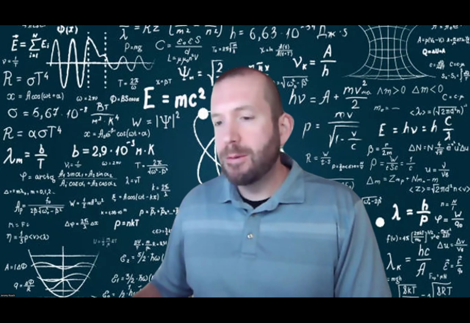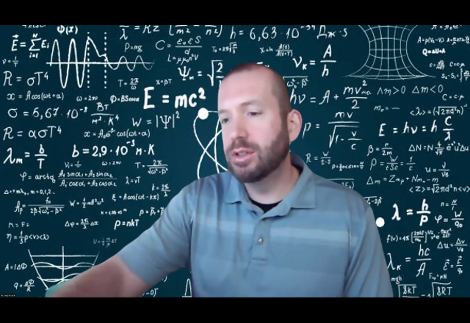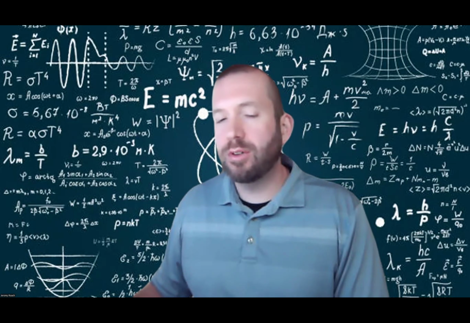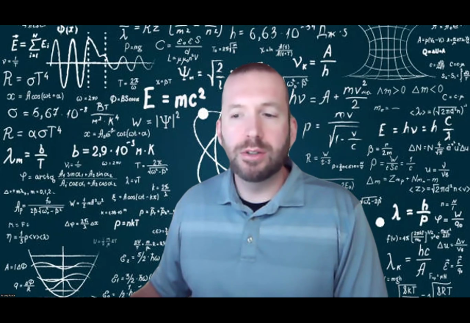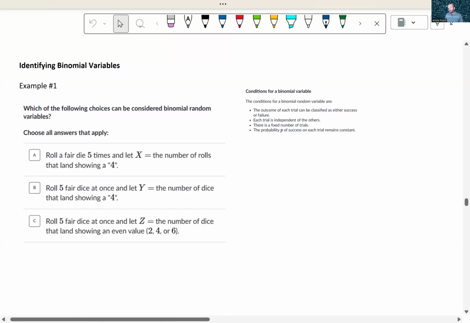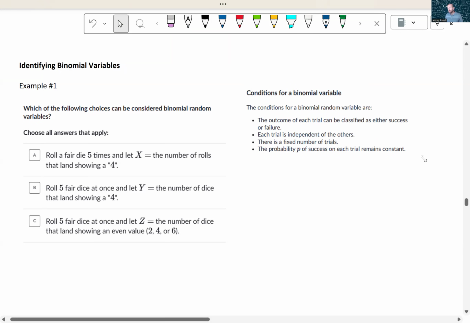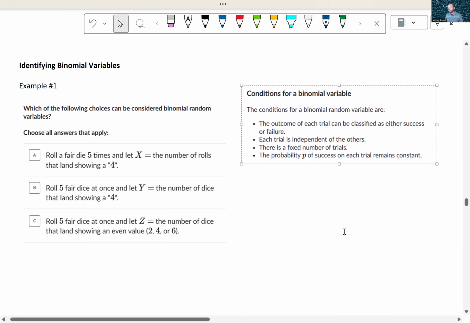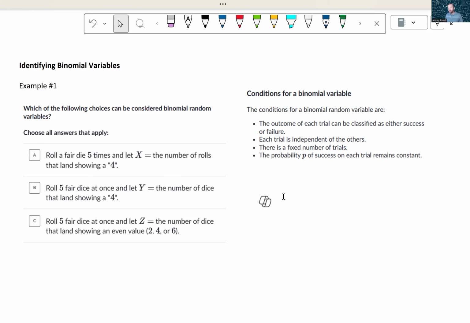So let's take a look at some examples of identifying binomial variables. We're going to identify if this is binomial or if it is not. It says, which of the following choices can be considered binomial random variables? And we have some conditions that we must meet in order for a variable to be considered binomial. The first condition is the outcome has to be classified as success or failure. The second condition is that each trial is independent of the others.